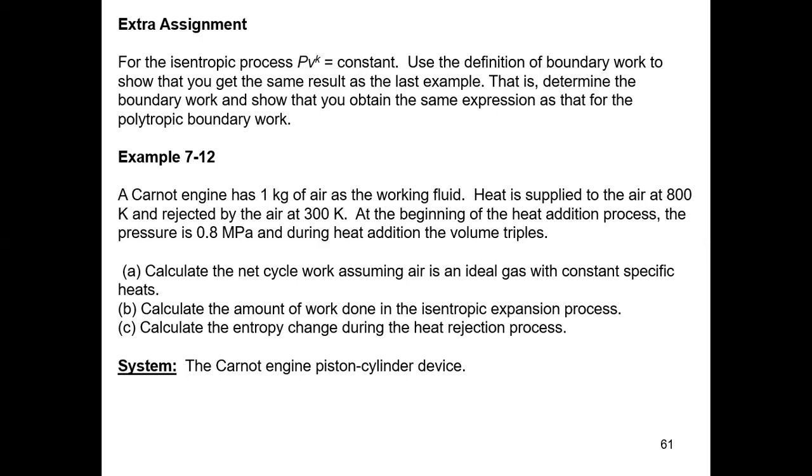Carnot engine has 1 kilogram of air as the working fluid. Heat is supplied to the air at 800 Kelvin and rejected by the air at 300 Kelvin. At the beginning of the heat addition process, the pressure is 0.8 megapascal, and during heat addition, the volume triples. Calculate the net cycle work, part A, assuming air is an ideal gas with constant specific heats. Part B, calculate the amount of work done in the isentropic expansion process. And part C, calculate the entropy change during the heat rejection process.